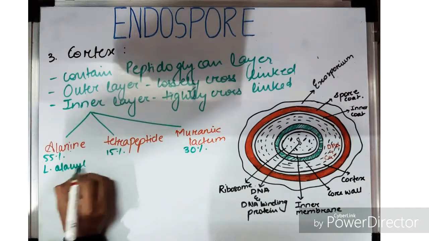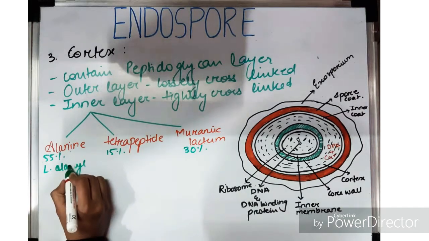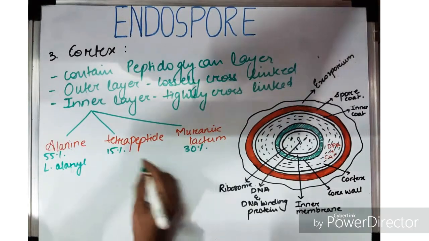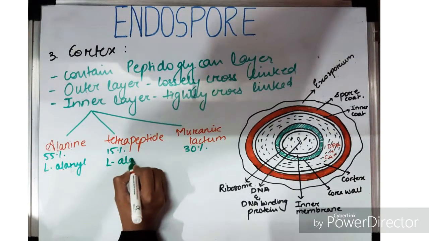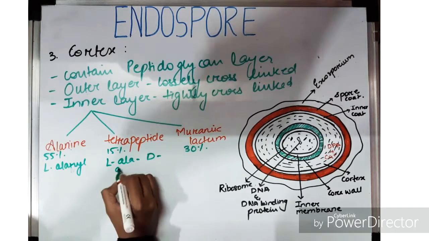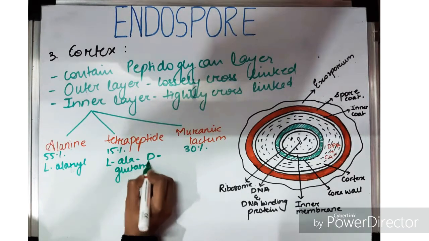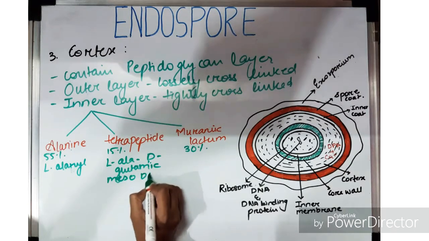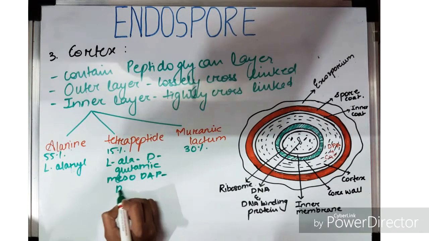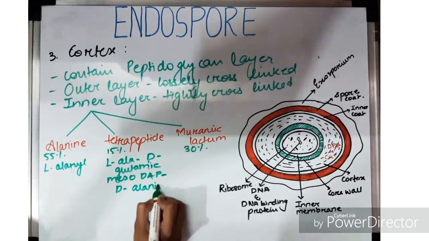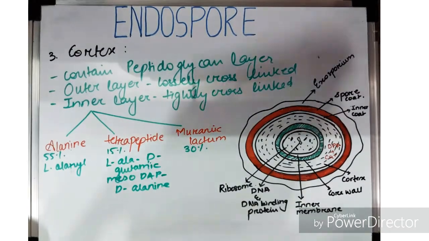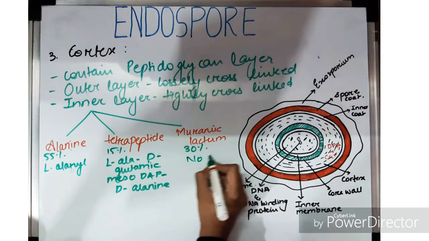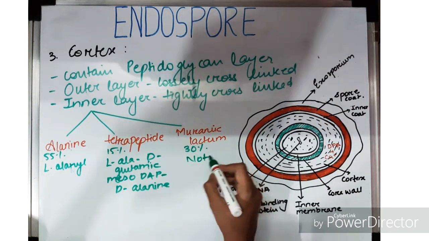The alanine is attached to the L-alanyl residue, while the tetrapeptide bears a sequence of L-Ala, D-glutamic acid, meso-DAP, D-alanine. While the muramic lactam does not have any amino acid attached to it.